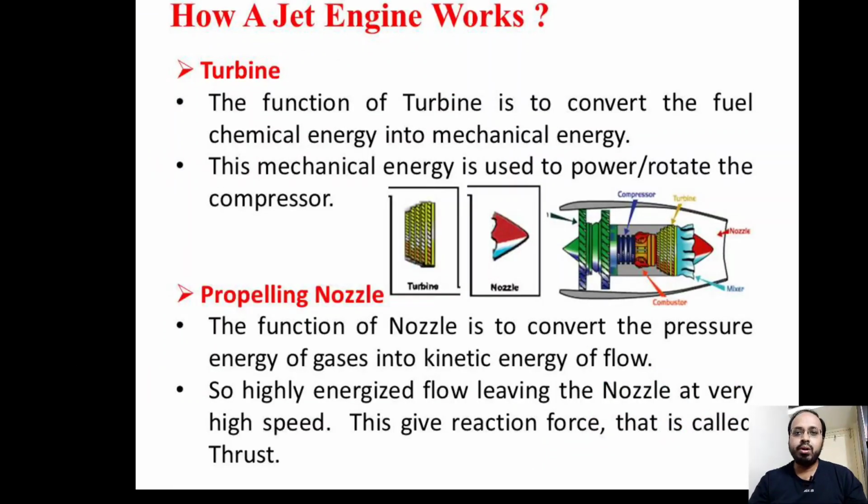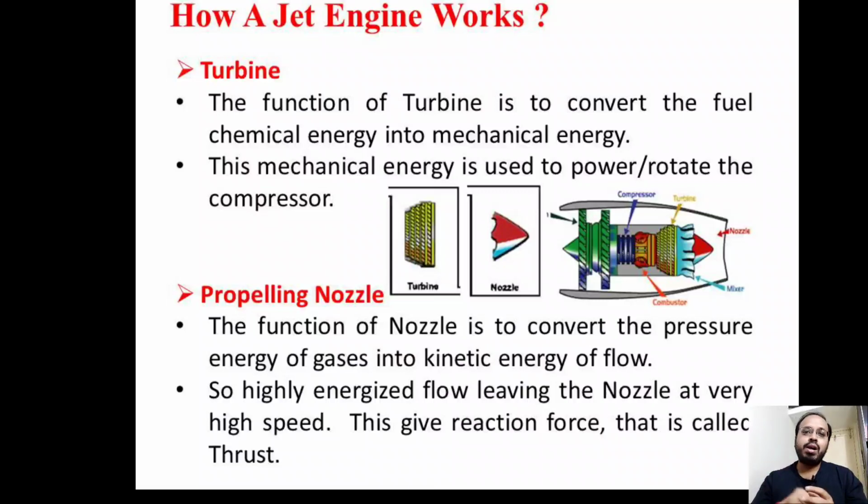The fourth component of the jet engine is the turbine. The function of the turbine in the jet engine is to convert the fuel chemical energy into mechanical energy. Whatever highly heated gases are produced by the combustion chamber, the third component, are converted with the help of the fuel chemical energy. So that's the reason to convert the fuel chemical energy into mechanical work. This mechanical work is used to power up or rotate the compressor with the help of the turbine. So this is the function of the turbine.